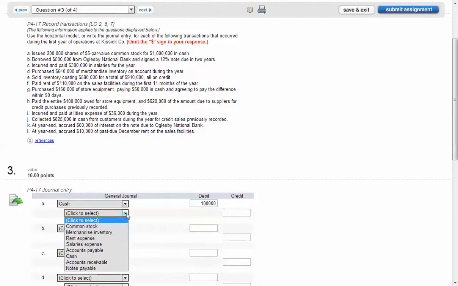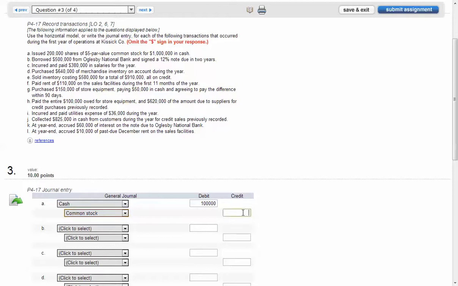And then we are going to credit common stock. This stock happened to be issued at par value, 200,000 times $5. So we have no additional paid in capital here. All the proceeds get credited to, sorry, I'm missing a zero here, get credited to common stock.